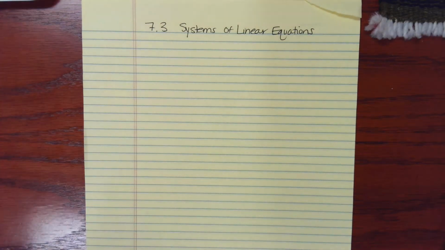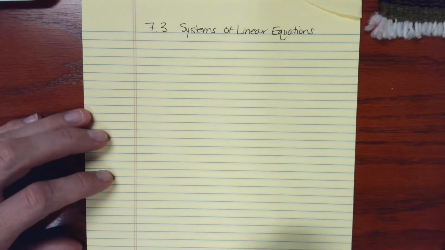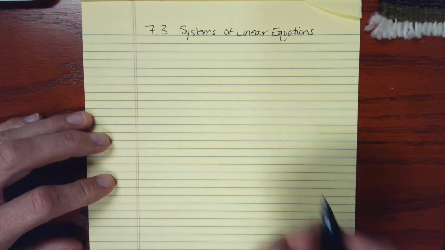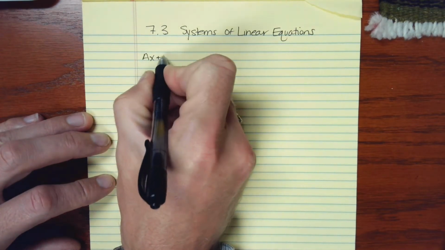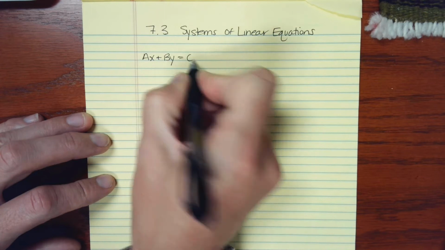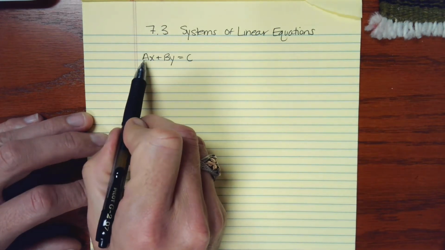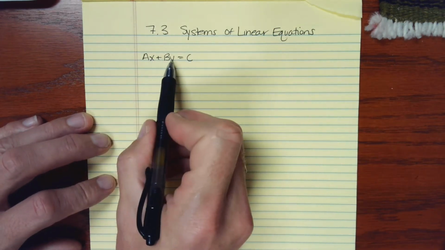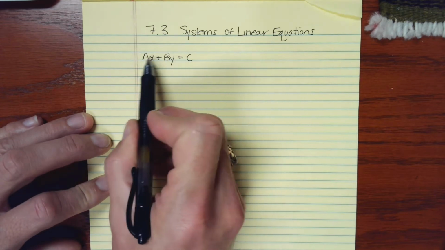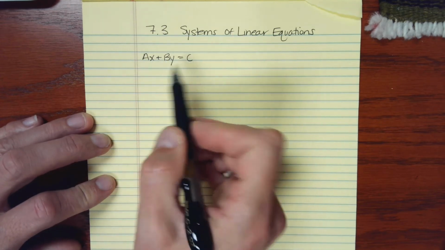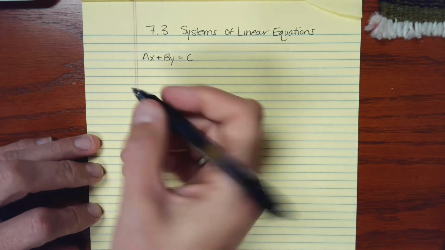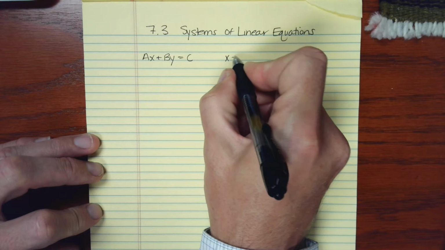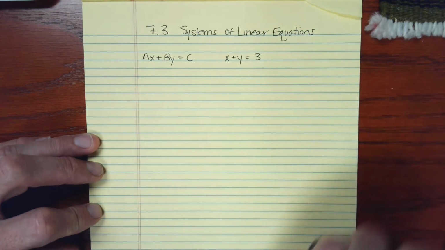Hello. In this video, we'll be looking at systems of linear equations. So you may recall from some previous work that a linear equation can be written in the form ax plus by equals c. So we might have a multiple of x, a multiple of y, and the sum is going to be equal to some constant.